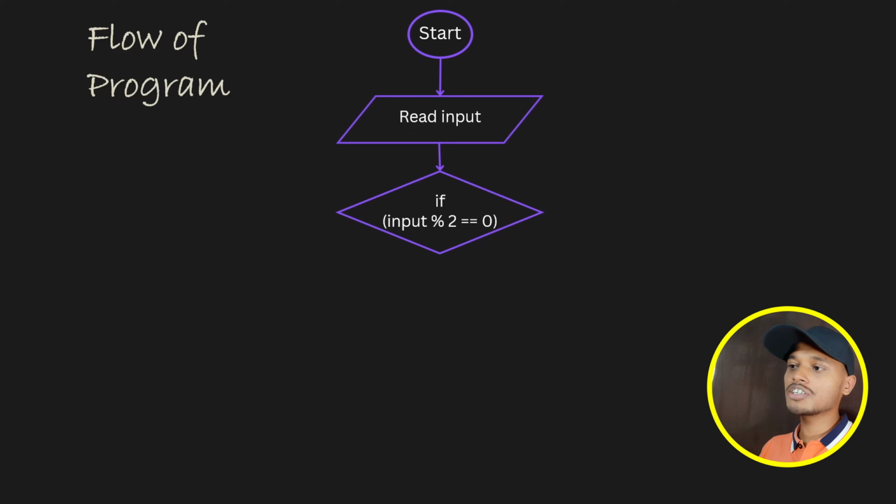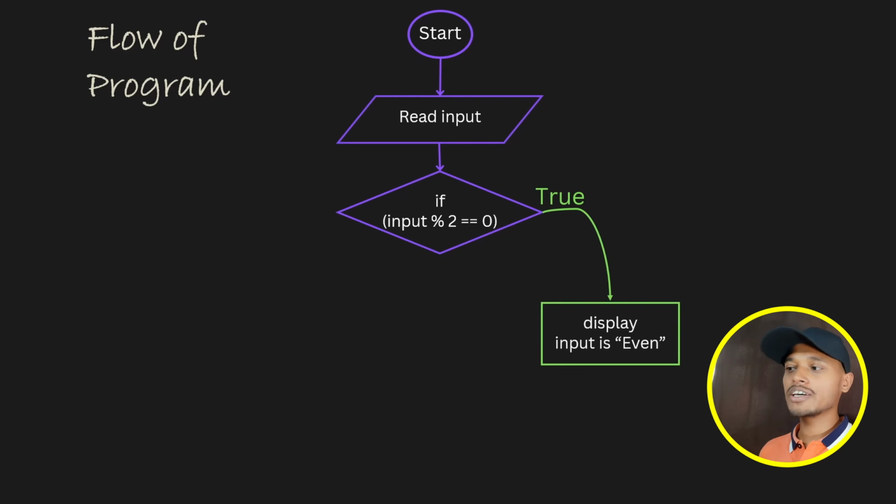Here the condition is input modulo 2 equal to 0. It is nothing but the remainder. We are dividing that input number by 2 and the remainder is coming as 0. So if that condition is true, then what will happen? It will display that the input is even, and then our program will end.